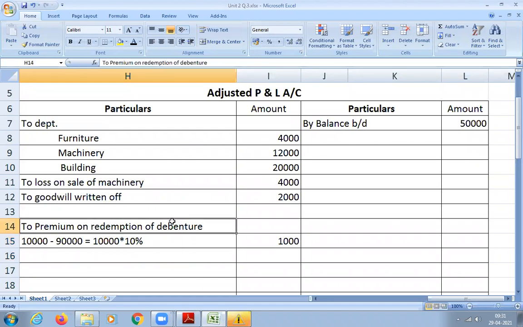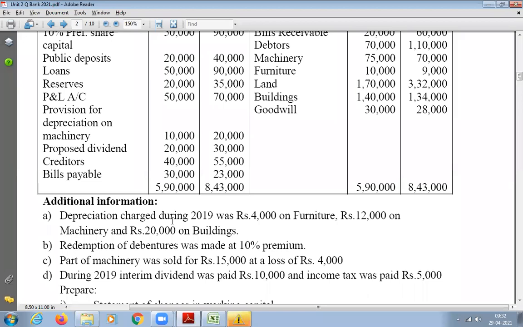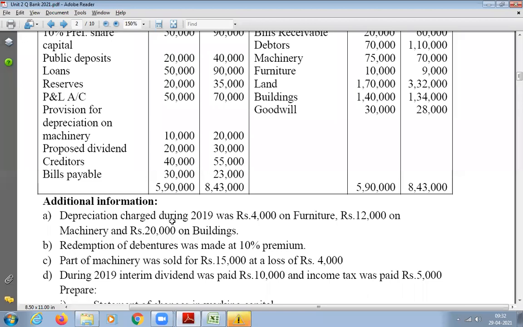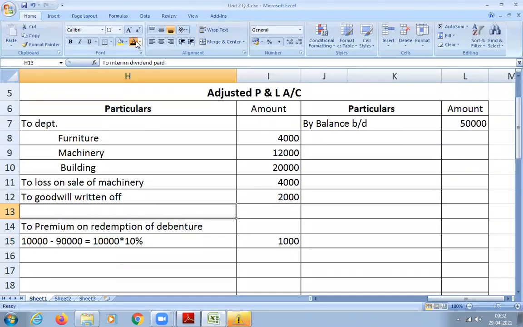Now you write any appropriation of profits. That means whatever you write in the P&L appropriation account, like transfer to reserve fund, dividend paid, interim dividend paid, proposed dividend, proposed tax, all those things. Anything in the list that I told now? So proposed dividend is there. Before that, one more is there. They have paid interim dividend also. How much did they pay? 10,000. Yes, we will write that 10,000. Then proposed dividend, how much?